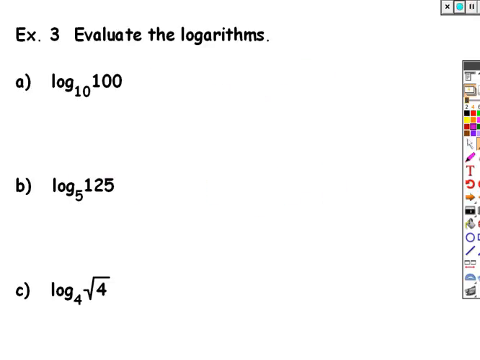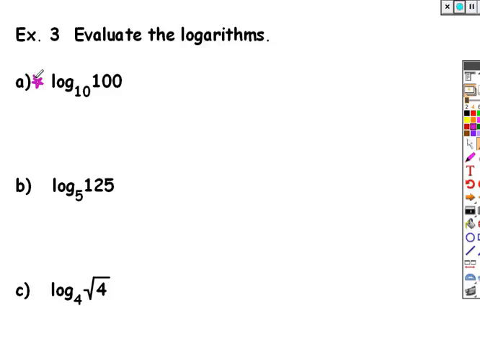Now, let's actually evaluate the logarithm. So I want to know what these logarithms equal. Well, what's a logarithm? A logarithm is an exponent. So on these problems, if I'm looking at the first, this would be read log base 10 of 100. And I want to know what that logarithm equals.